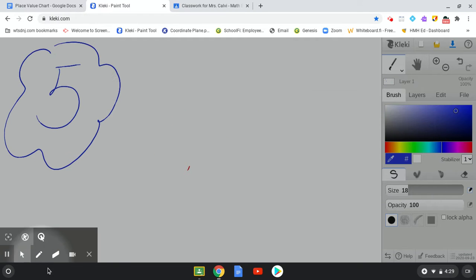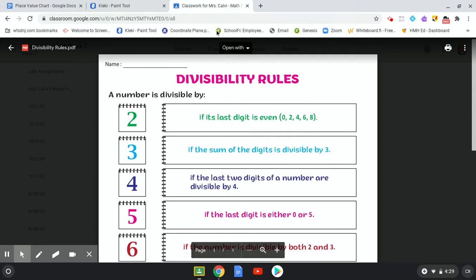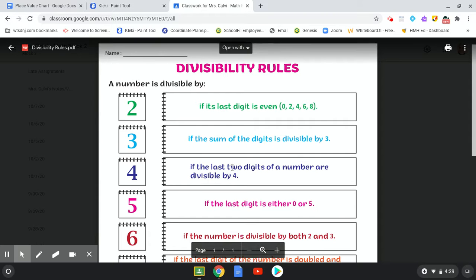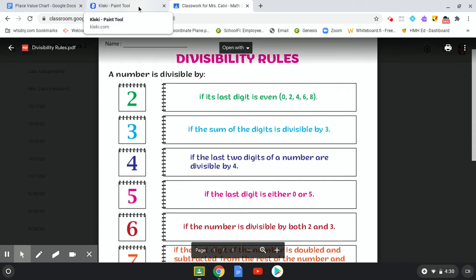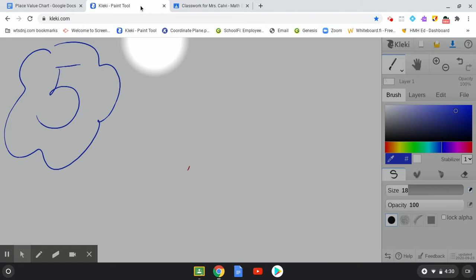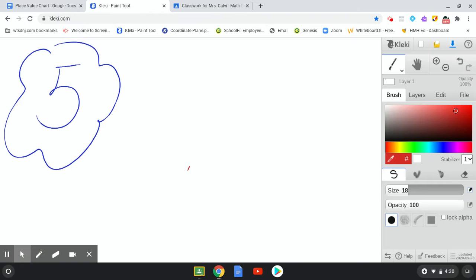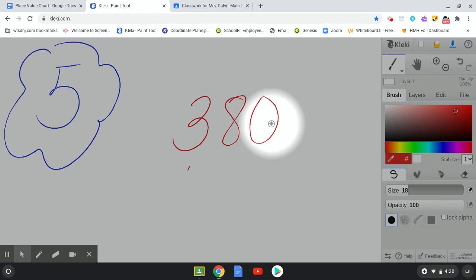All right, last one for this video, the 5 rule. The rule for 5 is a number is divisible by 5 if the last digit is either a 0 or a 5. This is the easiest one. So if I have the number 380, I'm looking at my last digit. If this digit is a 0 or 5, it's divisible by 5. So because my last digit is a 0, 380 is divisible by 5.